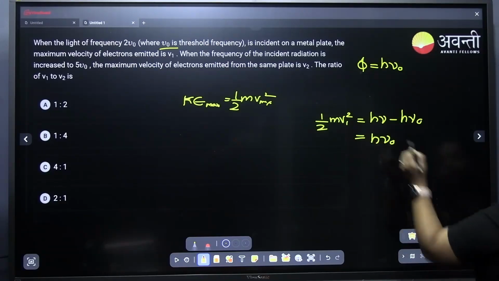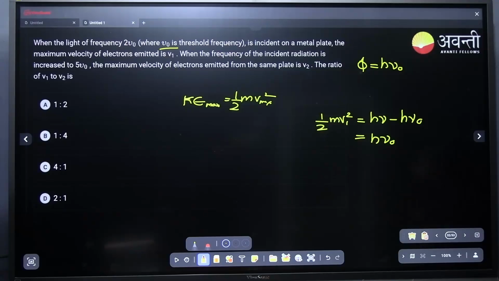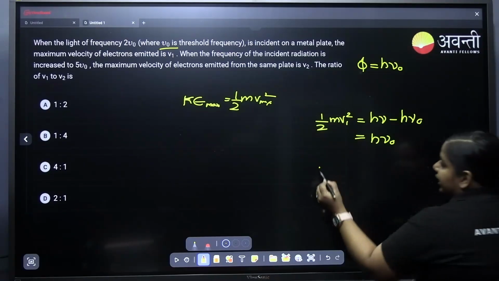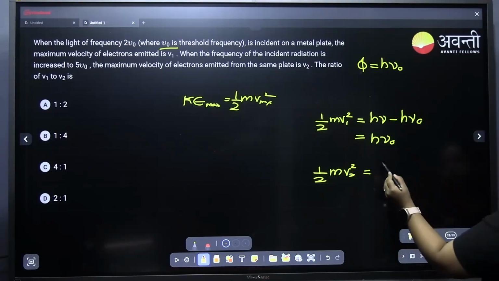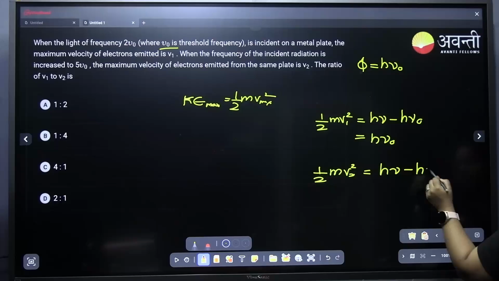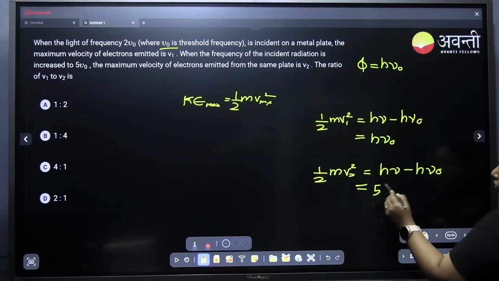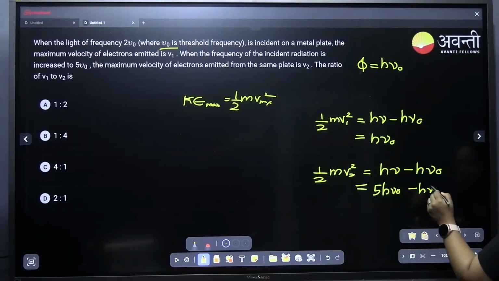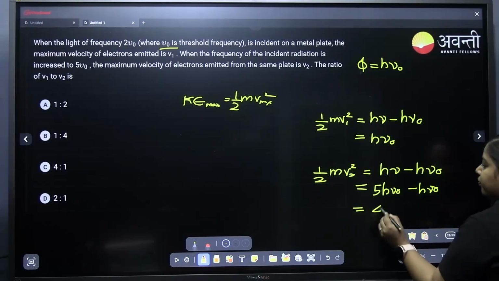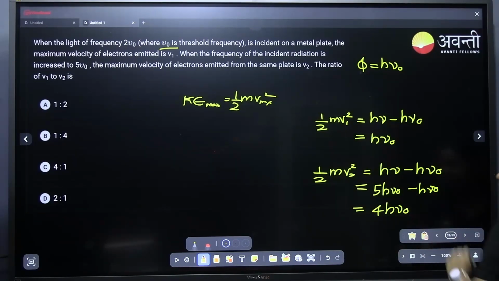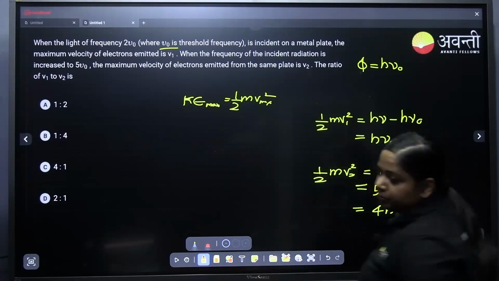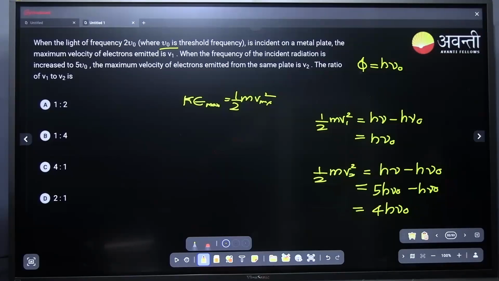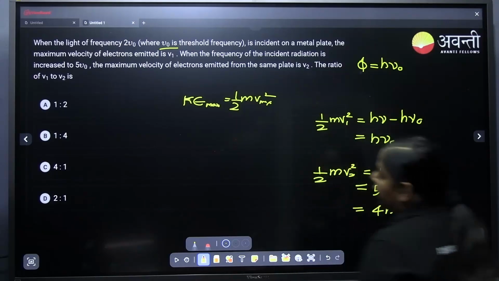So half m v1 square is equal to h nu minus h nu naught, since threshold frequency is nu naught, which means phi equal to h nu naught. So it will be h nu naught, 2 nu naught minus nu naught. In case of second one, half m v2 square is equal to h nu minus h nu naught again, but here it is 5 h nu naught minus h nu naught equal to 4 h nu naught. From this we have to find v1 and v2, then find ratio. Can you do that? Option B? Are you sure?